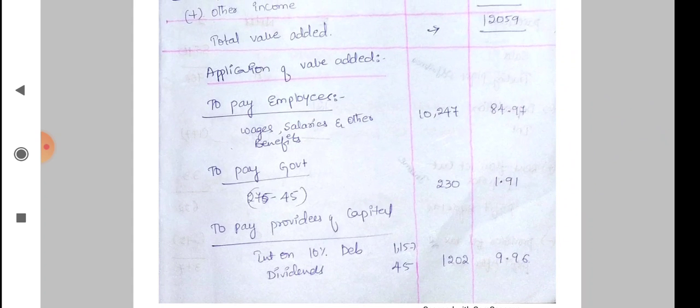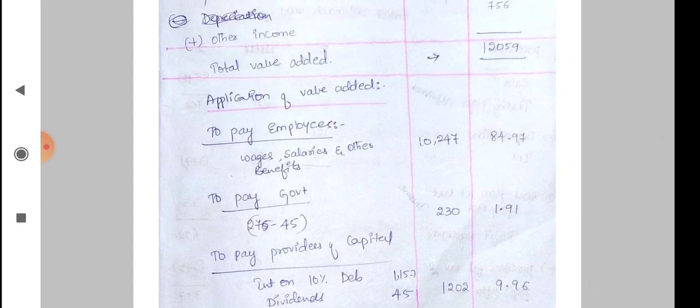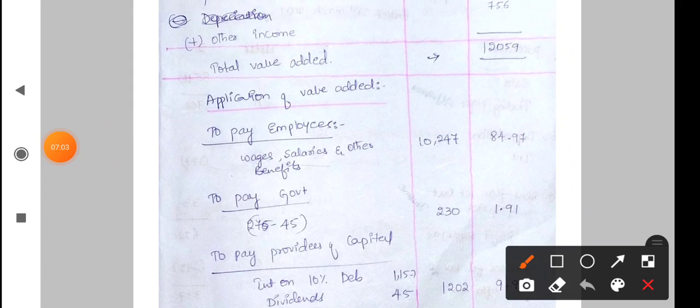So first of all we have to pay for the employees. To pay for employees, the particular amount given in the adjustment is 10,247. So 10,247 is the salaries, wages and the other benefits to employees.